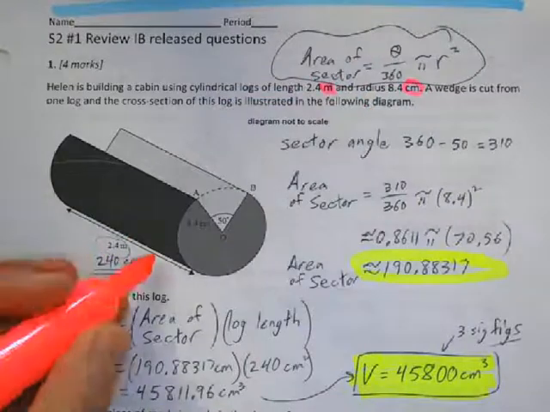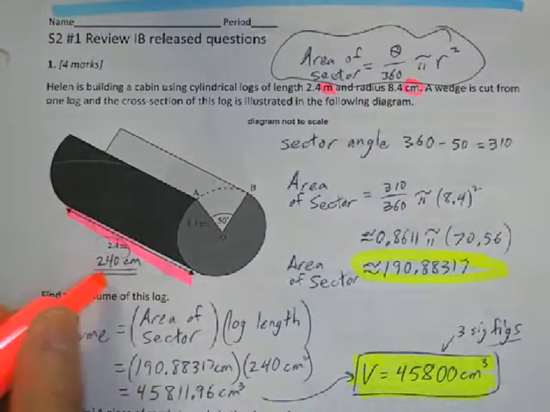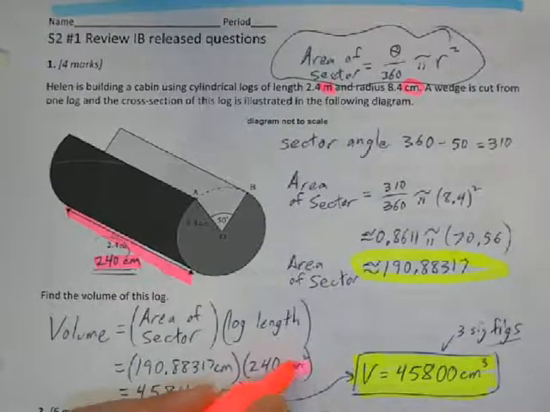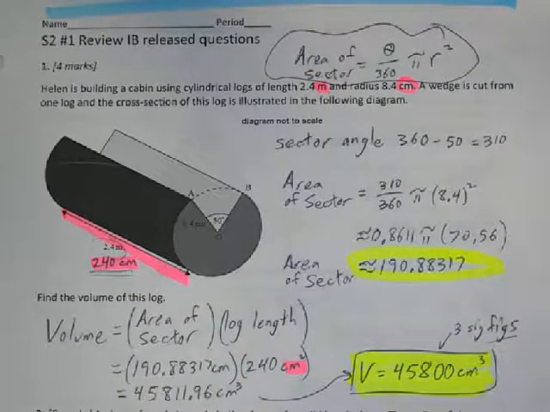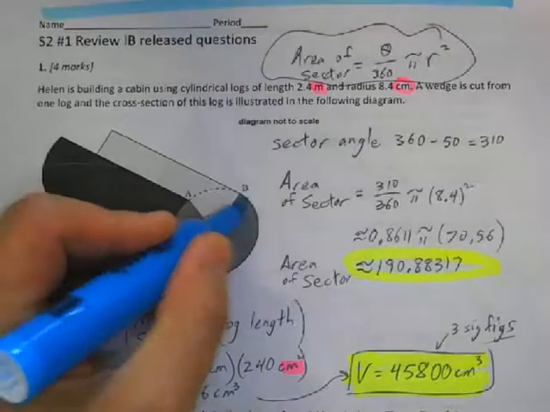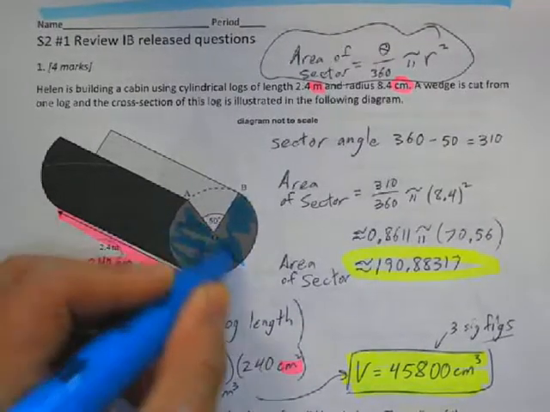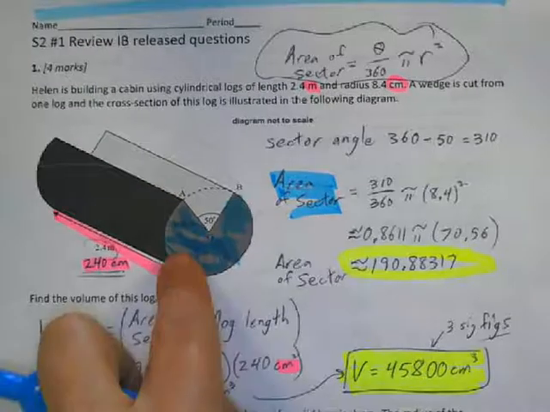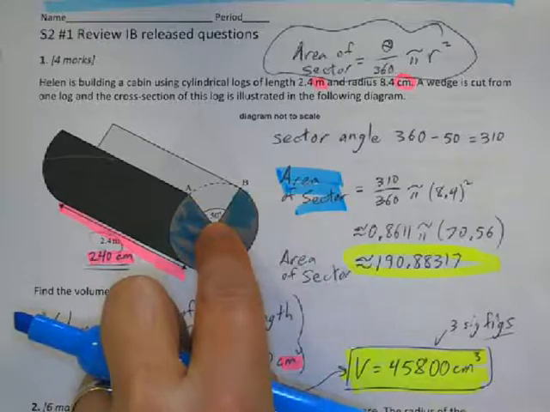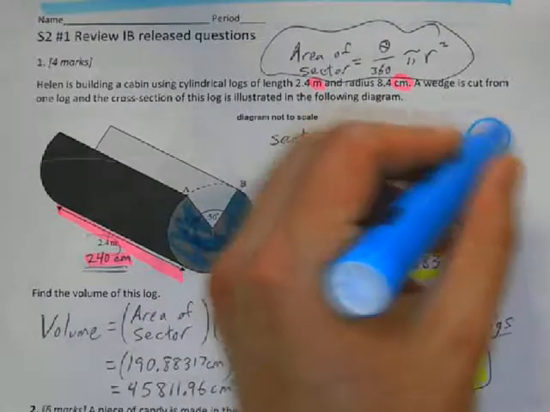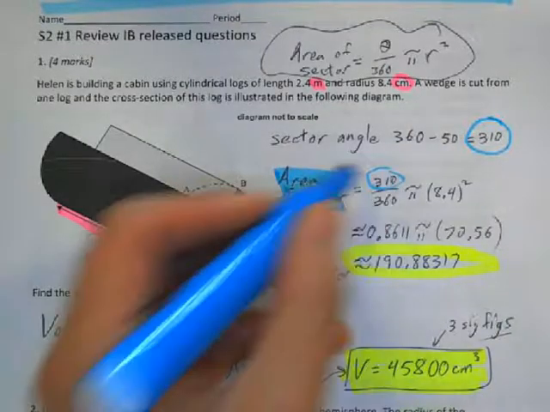So what I chose to do is I chose to convert this to centimeters. But we also have to figure out the area of this space right here. So this space right here is the area of the sector. Since this portion here that's cut out is 50 degrees, this degree angle all the way around here is going to be 310. So 310 divided by 360.